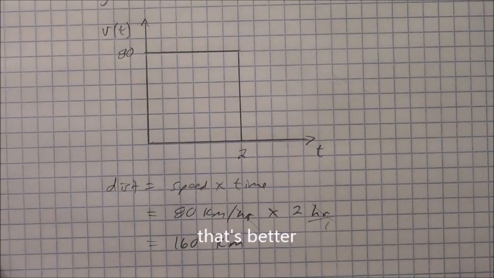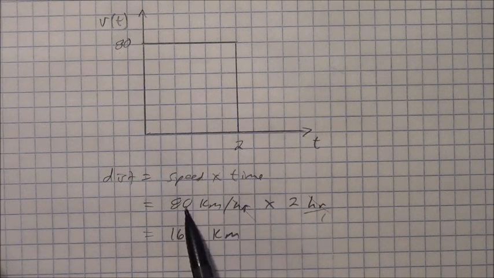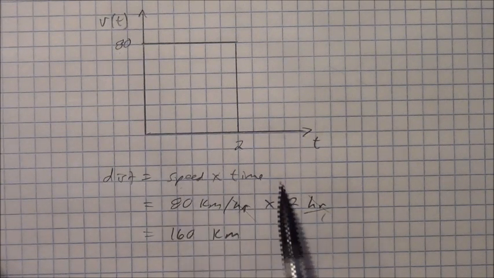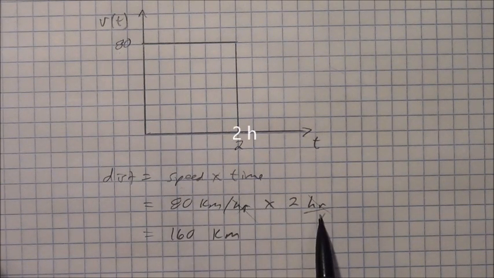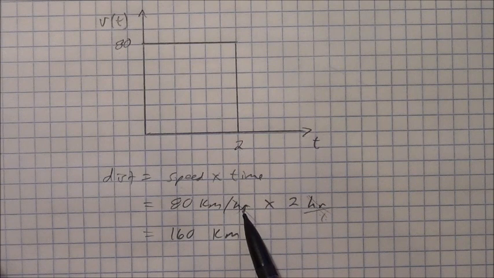So distance equals speed times time. The speed is 80 kilometers an hour, and the time is 2 hours. The hours in the numerator cancel with the hours in the denominator, which just leaves us with kilometers. So 80 times 2 is 160 kilometers.